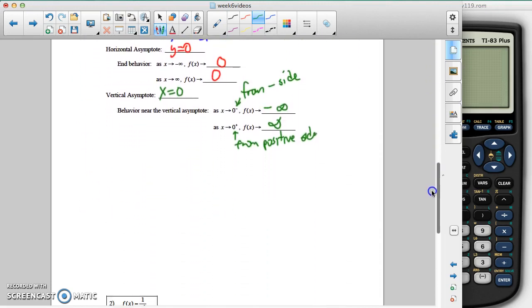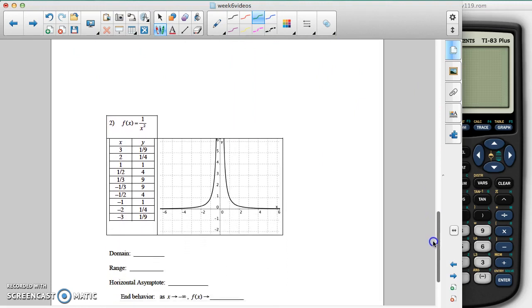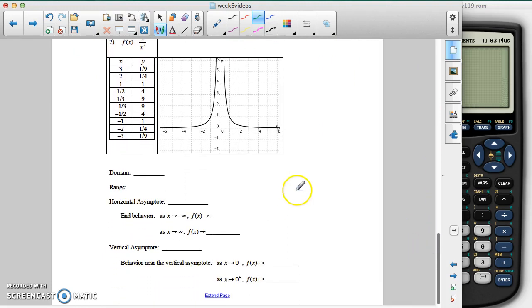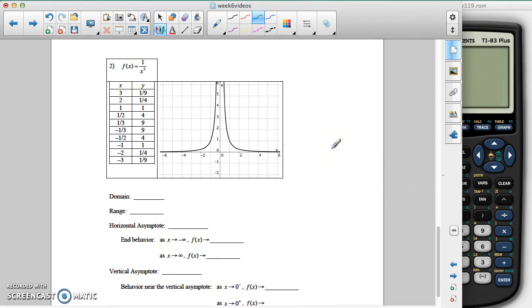Now our second one from this is going to be 1 over x squared. We're going to look at that domain and range. We can see here the values are going to be going in here. We're squaring it and then taking the reciprocal. So squaring that is 9, taking the reciprocal is 1/9. And you can see here what the graph looks like when we do that.